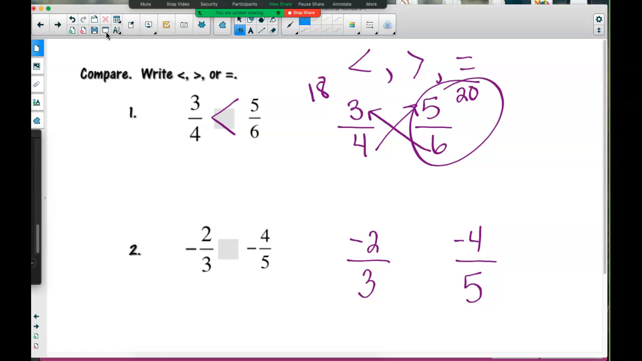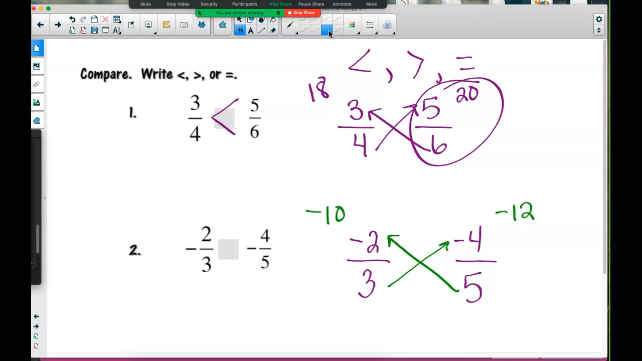Okay? Then, if we do our cross products, which is really finding a common denominator, we'd have 5 times -2 on the left-hand side is -10. And on the right-hand side, 3 times -4 is -12. Here's where you have to be careful.